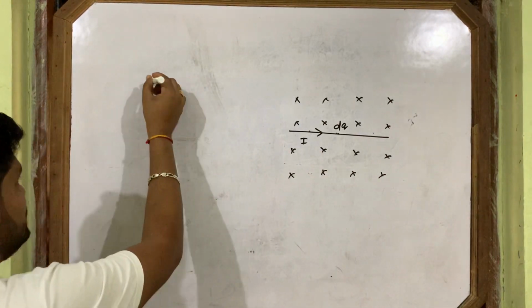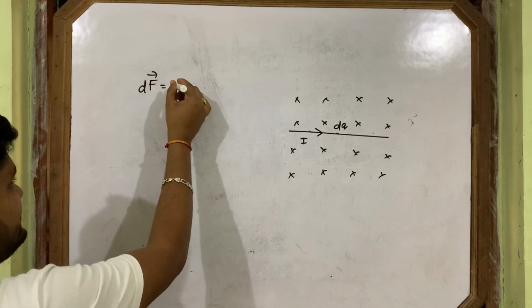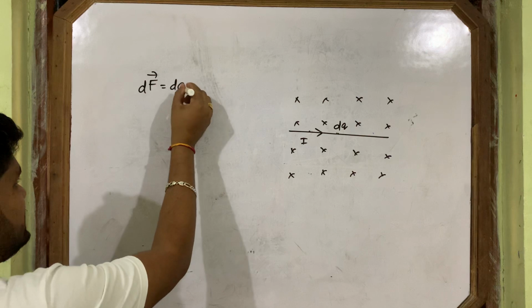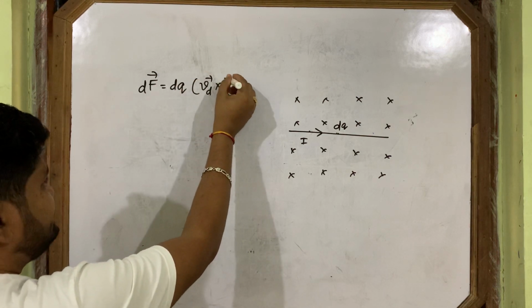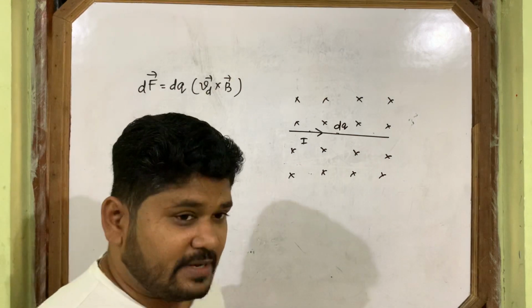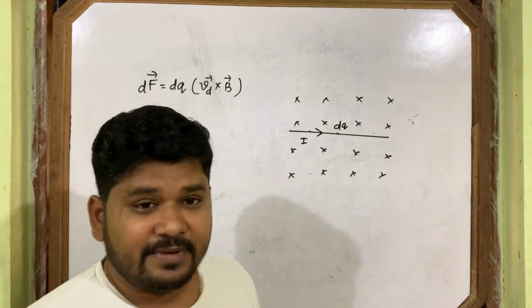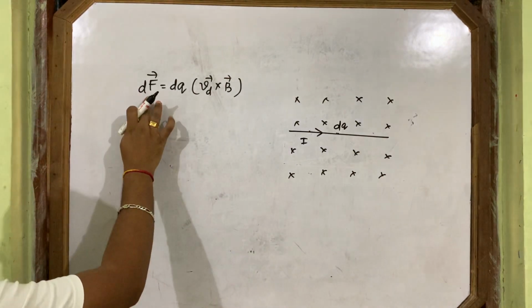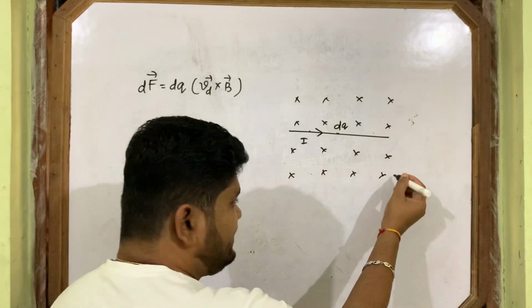So what is the force experienced by the dq amount of charge? Obviously, dF is equal to dq into v cross B, so dF = dq vd cross B. Why vd? Because of drift velocity. The electron's velocity, the drift velocity, we will take. So this is the force acting on the dq amount of charge due to the magnetic field.